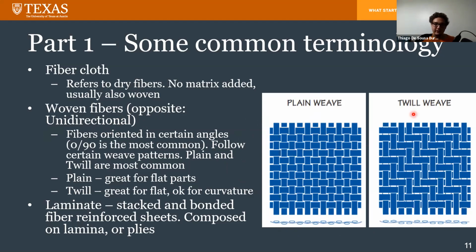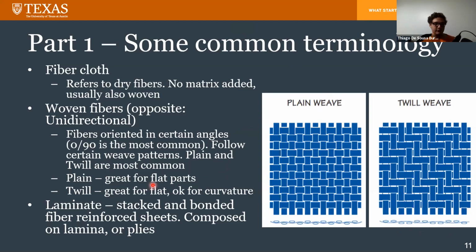The twill weave is a little bit different. It basically does 2x2 or 3x3 or 4x4, where it's minimizing how much curvature the fiber in the middle will take, which is good for parts, and it is a little bit better for curved parts especially.